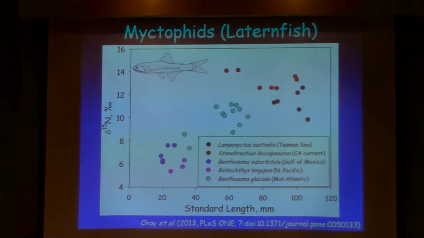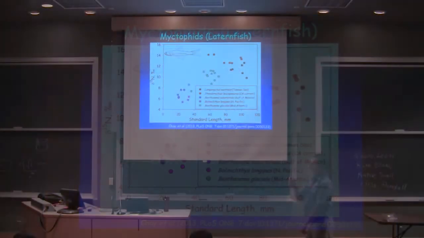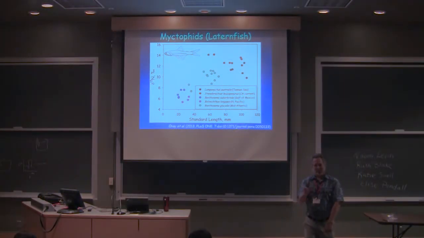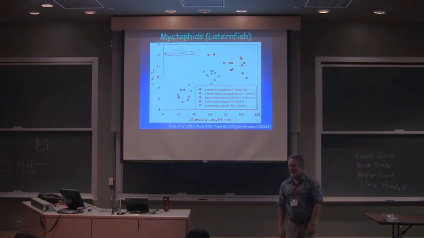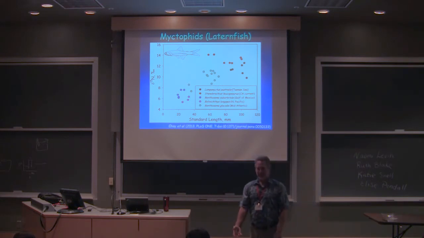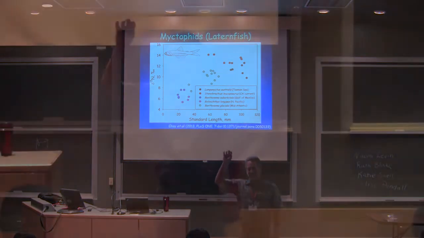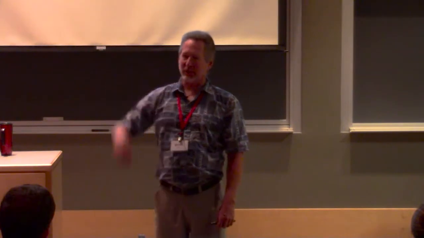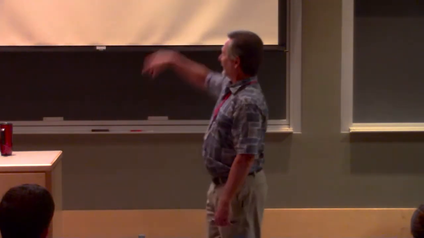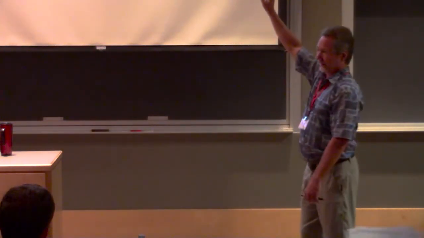Okay, this is an example of myctophids. These are lanternfish. These are little tiny fish, bait fish, micronekton. They have a weird lifestyle. They vertically migrate through the ocean. In the daytime, they swim down to avoid predation, and they live at around 400 meters. At night, they come up to the surface and they feed, and at daytime, they swim back down. Again, they feed at the surface because that's where production is.